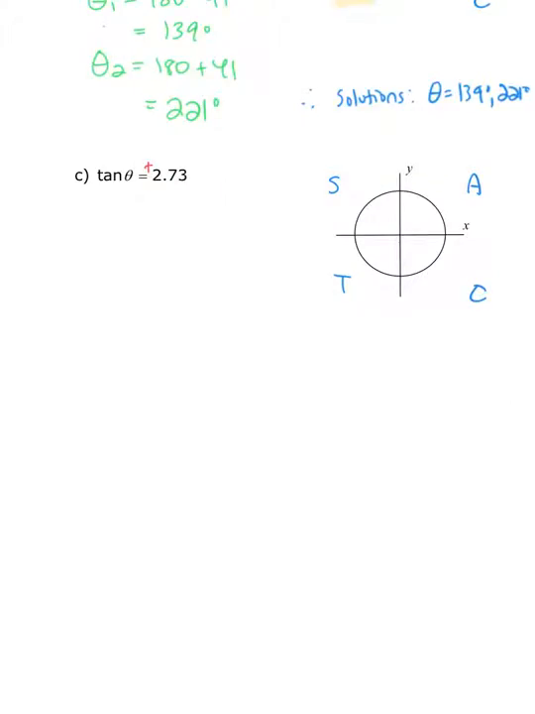And finally, we are going to solve tan theta equals positive 2.73. Tan is positive, so my solutions are going to be in quadrant 1, where they are all positive, and quadrant 3, where tan is positive. So using my calculator, inverse tan of 2.73 is 70 degrees. So that is my reference angle. If I were to draw that, it would be up here, which is where our solution will be. Therefore, this angle is a solution.